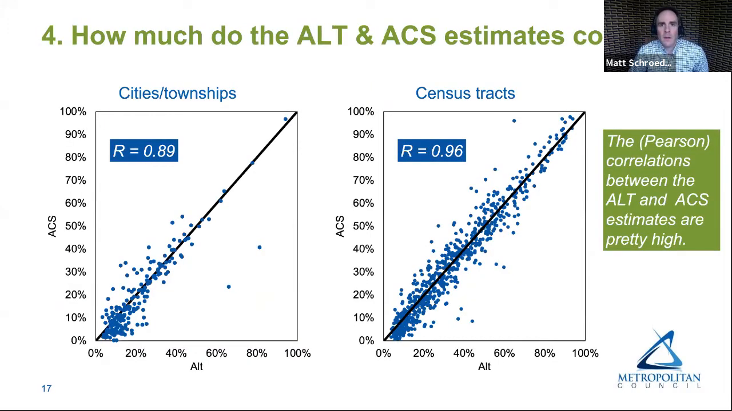And then finally, looking at how they covary with the simple Pearson correlation, it's a pretty strong relationship. So if you are looking at an ACS geography where the estimate is relatively high, it's also likely to be relatively high in the alternative estimates.